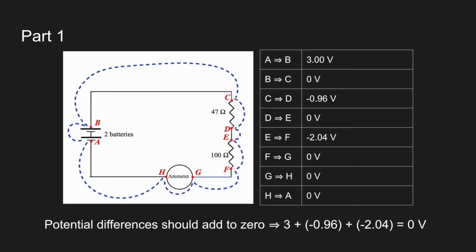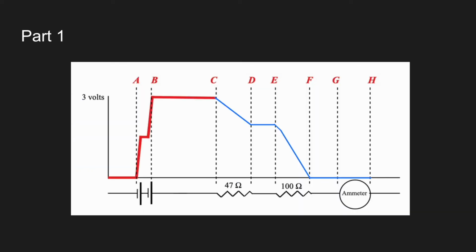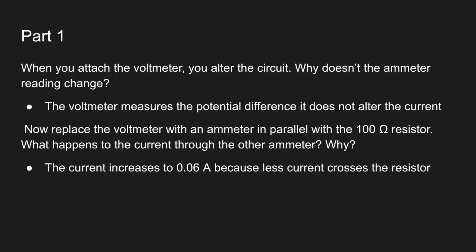Now we want to calculate the potential differences across each of these points in the voltmeter. We find that the total potential difference is equal to 0, which supports energy conservation. This is a graph showing the potential difference across each individual part of the resistor, and we see that it eventually goes to 0. When you attach the voltmeter, you alter the circuit. Why doesn't the ammeter reading change? The voltmeter measures the potential difference, and it does not alter the current.